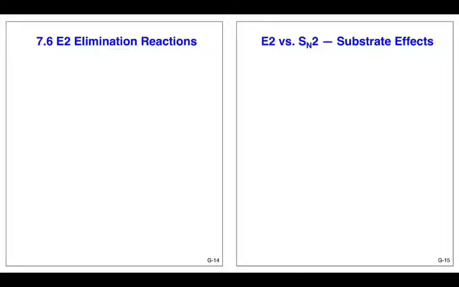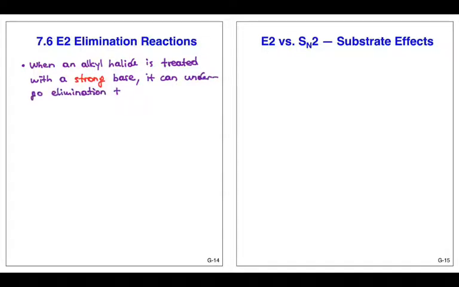Hi. So this mini lecture focuses on elimination reactions. So in an elimination reaction, basically a strong base removes a proton from an alkyl halide and it will form an alkene. Alkene, carbon-carbon double bond.